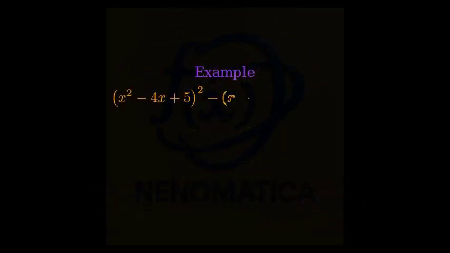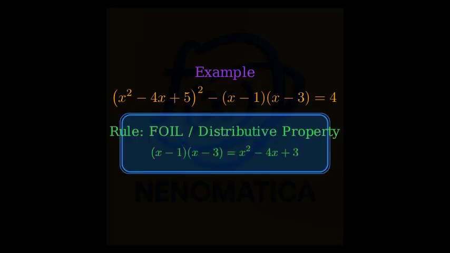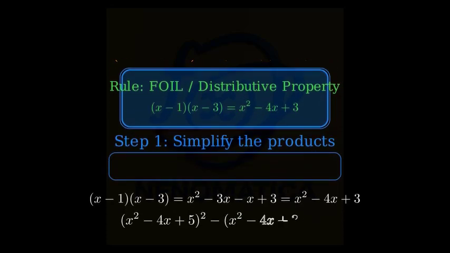We display the example and the original equation. Step 1. Simplify the products. We expand the binomial product using the FOIL pattern. The product of x minus 1 and x minus 3 equals x² minus 4x plus 3. Now, we rewrite the original equation using this result.